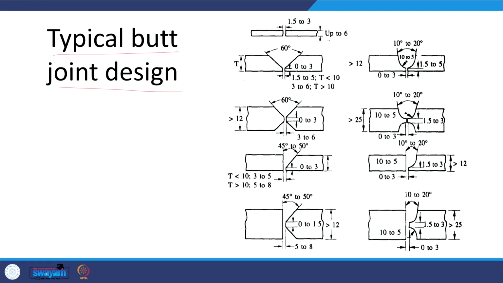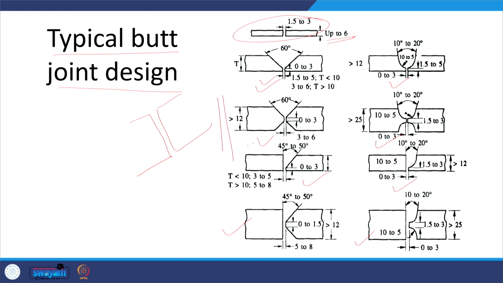Say up to 6 mm thickness, we can use directly the square groove edge preparation. So, it does not require any edge preparation, our edges must be square and clean, and the gap between the plates can be 1.5 to 3 mm. Then we can have the single V, single U, then double V, W, single bevel or single J, double bevel or double J like this. So, depending upon the thickness, we can use the different types of the edge preparations.